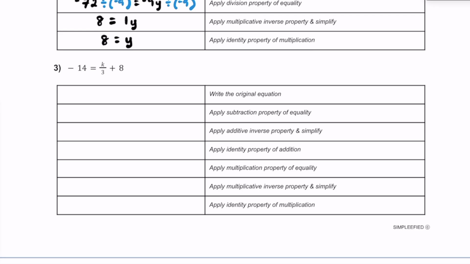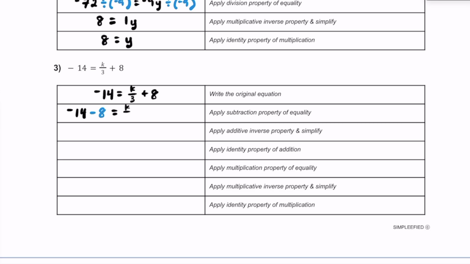For number 3, let's write down the original equation. We have negative 14 is equal to k divided by 3, or k over 3, plus 8. Now we want to use the subtraction property of equality first, which makes sense because that's the inverse of adding 8. It's going to be subtracting 8. So let's take this negative 14 here and take away 8 on the left side of the equation.